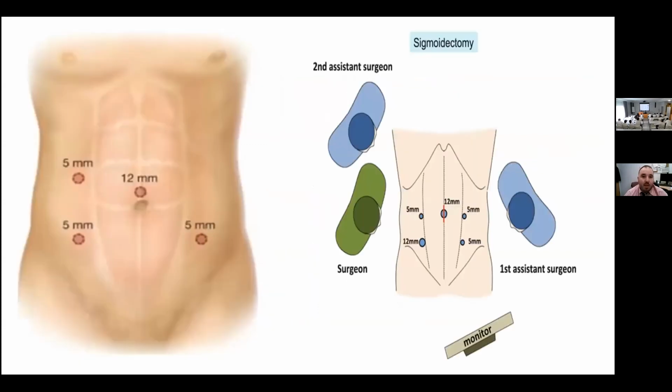The next stage that I want to keep your attention on is the sigmoid colectomy or the left hemicolectomy. And this is our usual port positioning. We're using a 12 millimeter port at the belly button and 3 5 millimeter ports, or 2 5s and 1 12. Usually the diagram on the right side is the one that we're using here in my hospital.